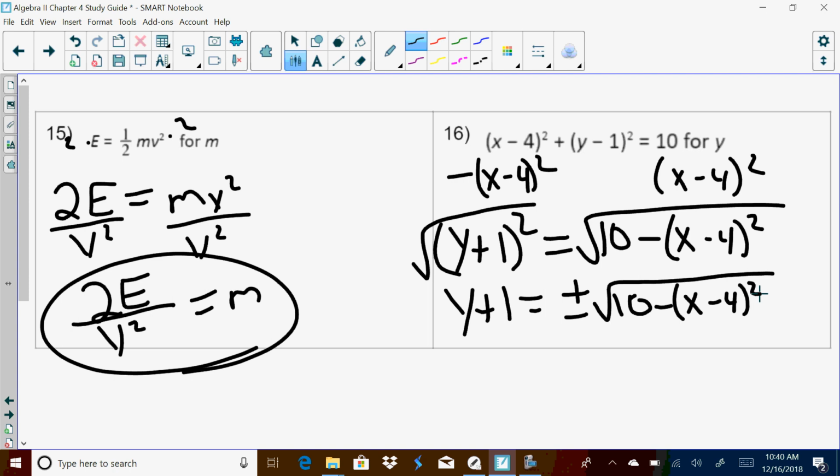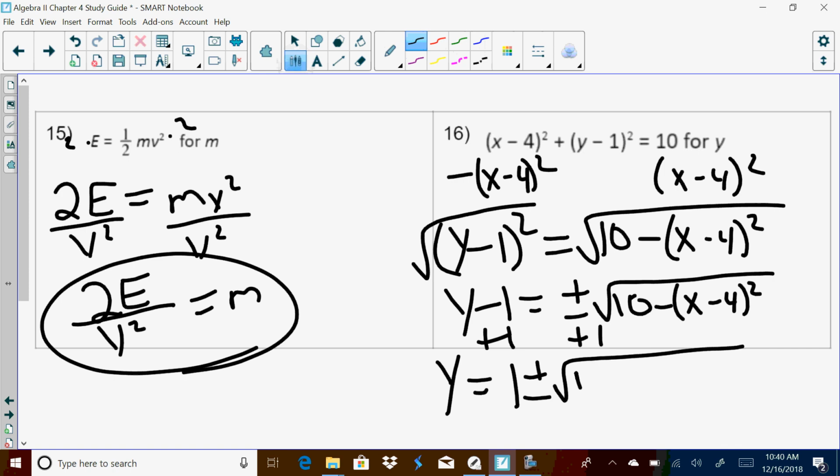And I subtract, oh, there was y minus 1. Sorry about that. So I add 1 to both sides. So my final answer is y equals 1 plus or minus the square root of 10 minus x minus 4 squared.